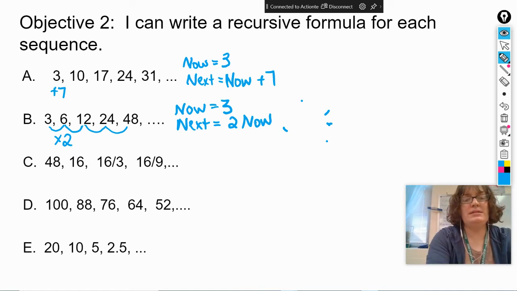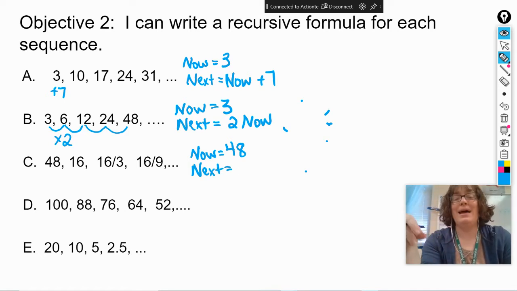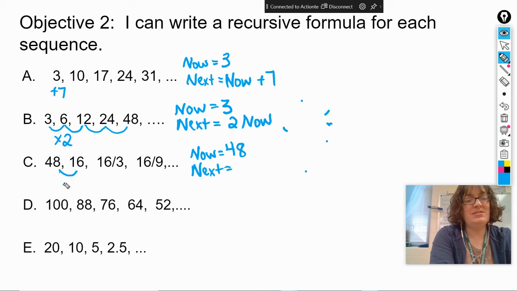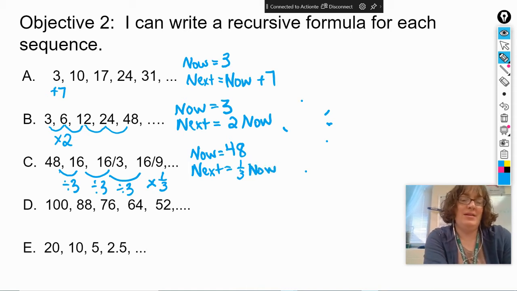All right, so let's try C now. What would the now on C be? Good, it's 48. And now to get the next, remember we always want to use multiplication, so what are we multiplying by each time? That's right, this is that tricky one. It really looks like I'm dividing by 3, dividing by 3, dividing by 3. But the way I can rewrite division by 3 is multiplication by 1/3. And so I'm going to take 1/3 times the now in order to get that next term.